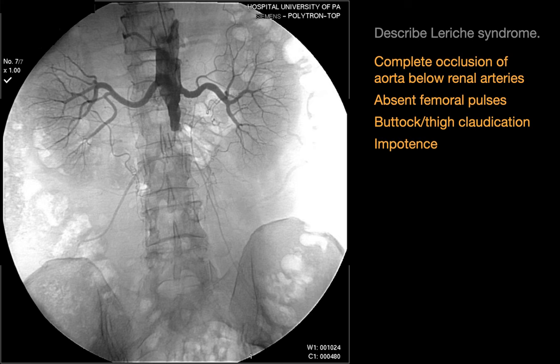Leriche syndrome is characterized by complete occlusion of the aorta below the renal arteries, as we see in this image, with loss of femoral pulses. Traditionally, however, Leriche syndrome was defined by the presence of three signs and symptoms: loss of femoral pulses, thigh or butt claudication, and impotence.